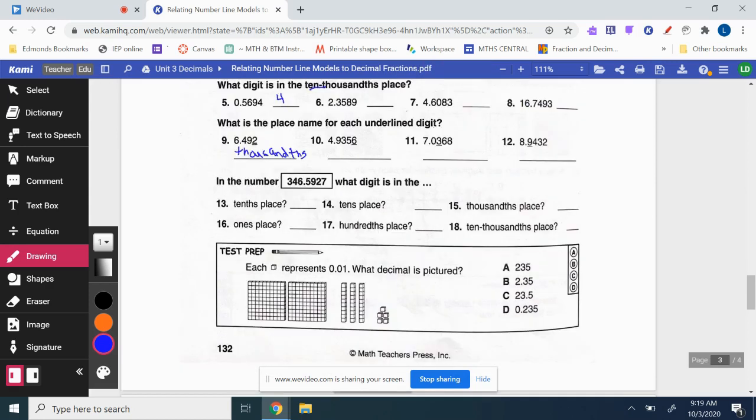So number 13 through 18, they give you this really big number. 346, 5,927 10,000ths. Now that's a whole mouthful, but they want to know what's in the tenths place. So I know the 5 is in the tenths place, the ones place. And be careful to look for the THs versus the non-THs, because that will help you out.